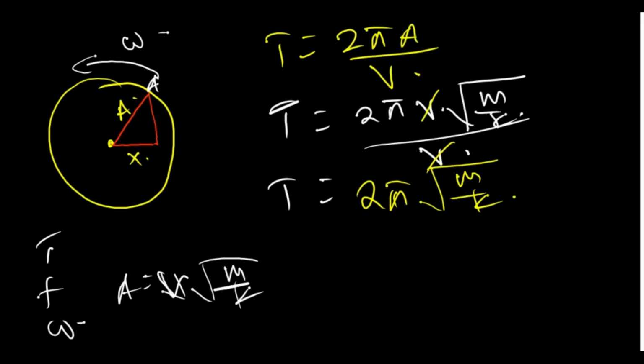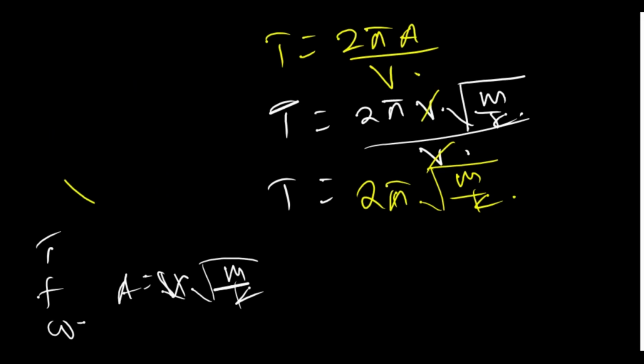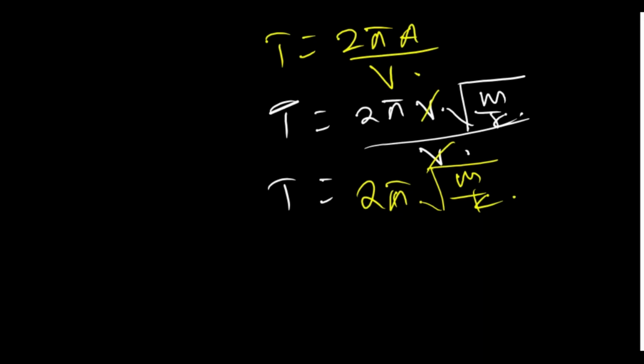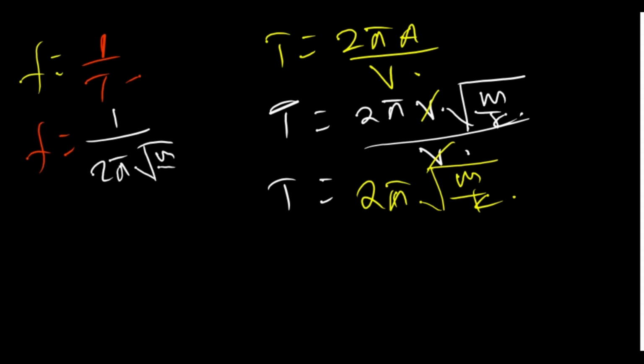Okay, now to get the formula for frequency, we know that frequency is just the reciprocal of period. So frequency is given by 1 over the period. So we're going to say that it's going to be 1 divided by the period, which is 2 pi the square root of m over k.